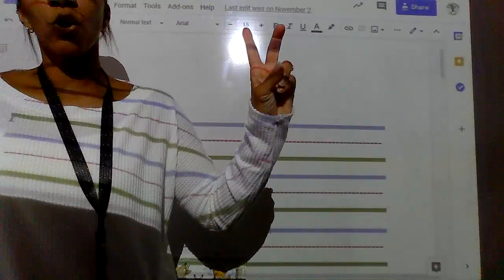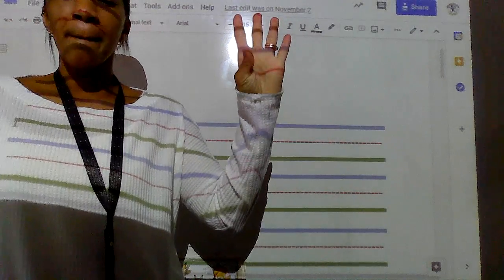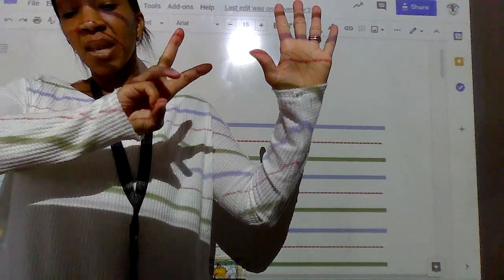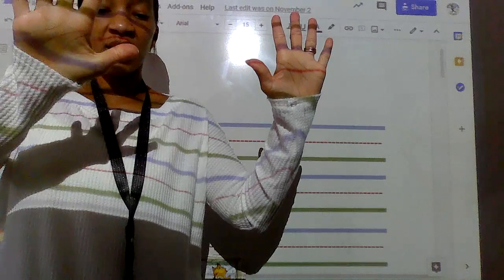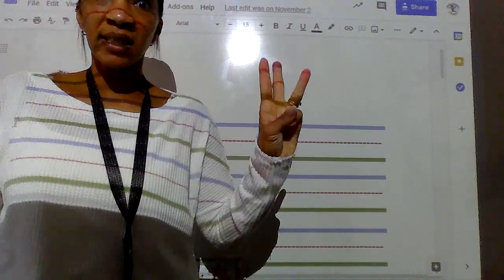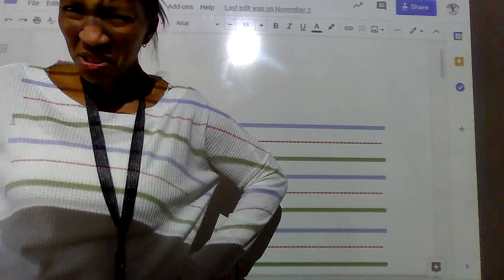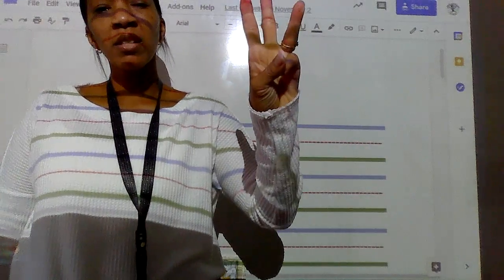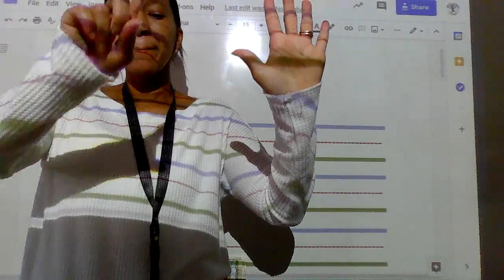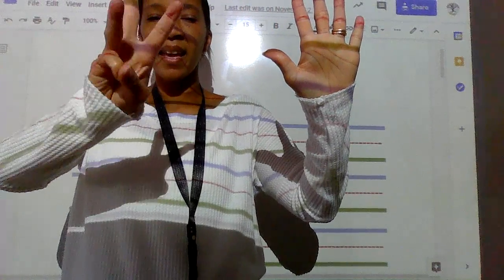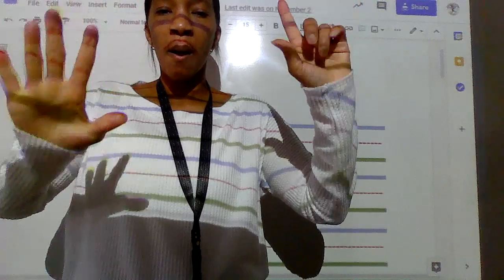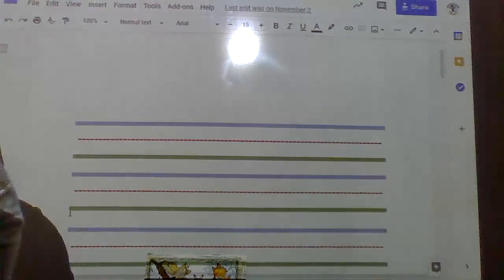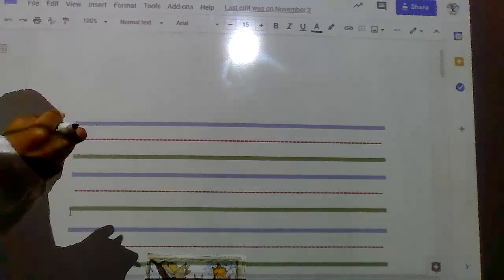So a bird crawled into my mitten because it forgot to migrate south. Was that 13 words? Oh my goodness, a lot of words in my sentence. A bird crawled into my mitten because it forgot to migrate south. Miscounted, actually 12 words. All right, so that's what I'm writing in my sentence.